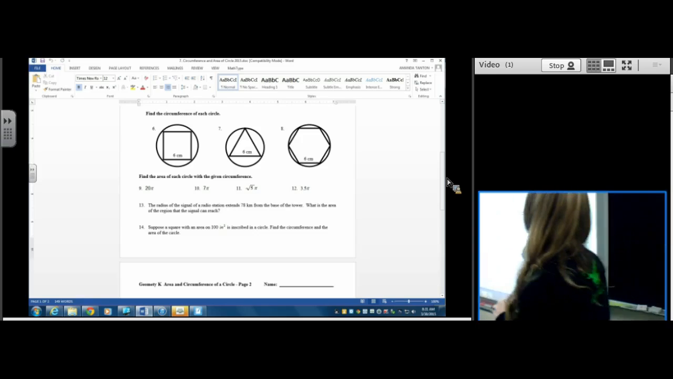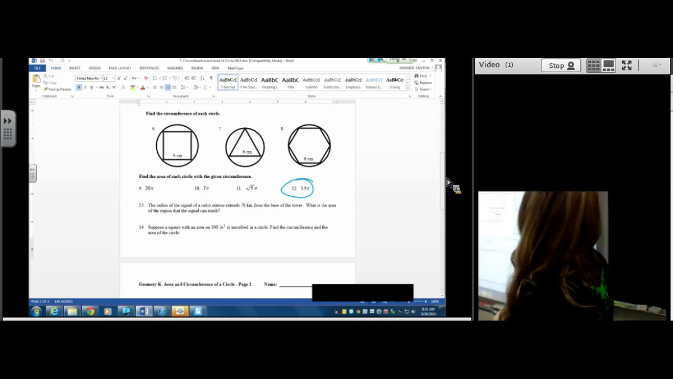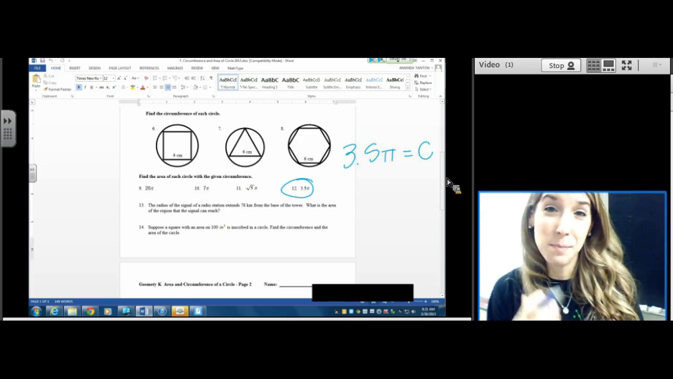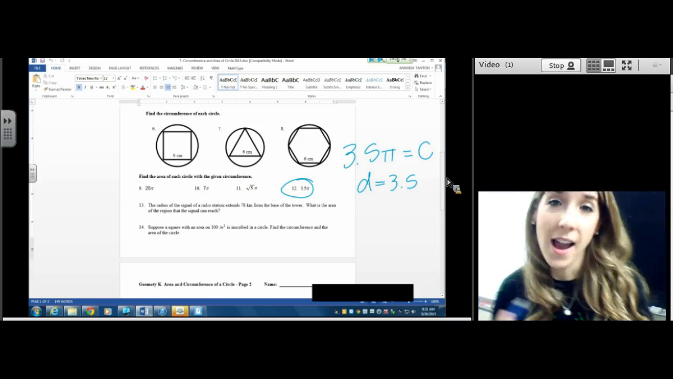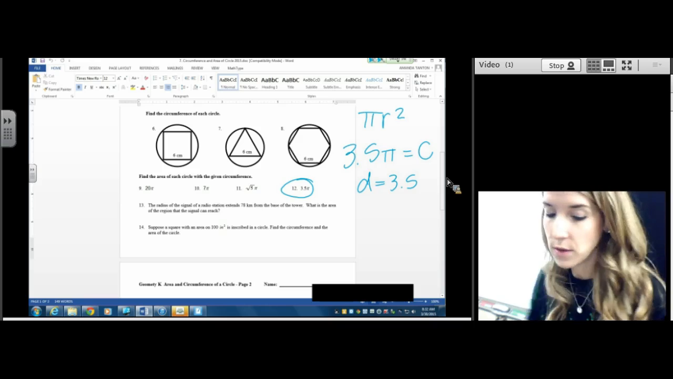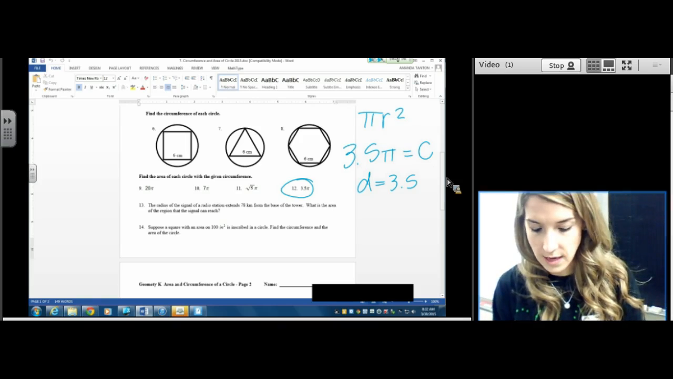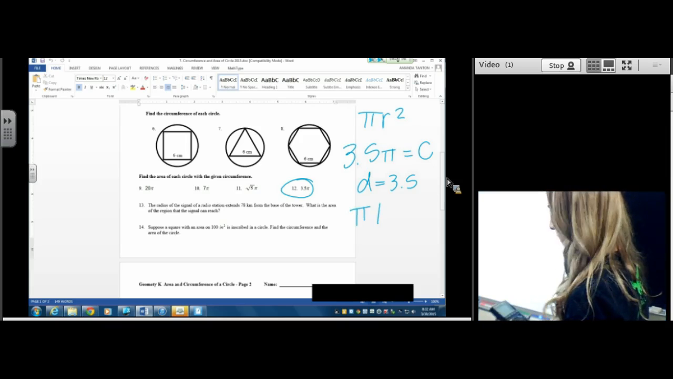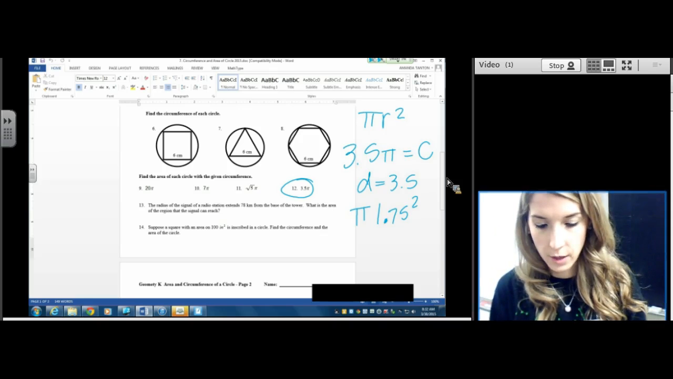Number 12 on the circles homework says find the area of each circle with the given circumference. So if my circumference is 3.5 pi, I know that circumference is pi times diameter. I know my diameter is 3.5. I'm trying to find my area. Area is pi r squared. You can't do area without a radius. So I would need to take my diameter. I know that the diameter is double the radius. So I will divide my diameter by 2. So I will have 1.75 squared, pi r squared.